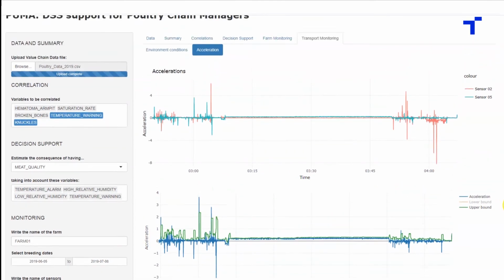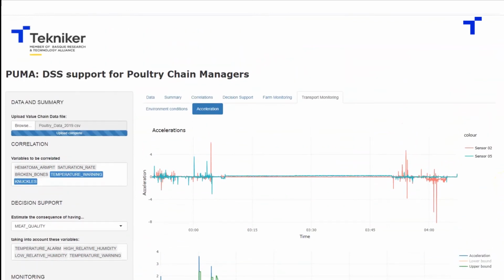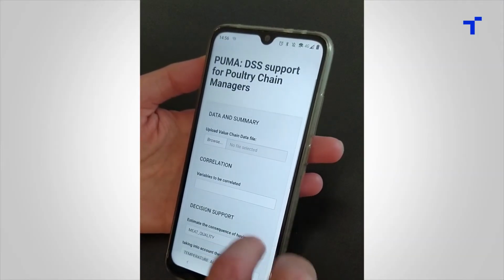As a final note, it should be pointed out that PUMA is responsive and it can be accessed from different platforms.